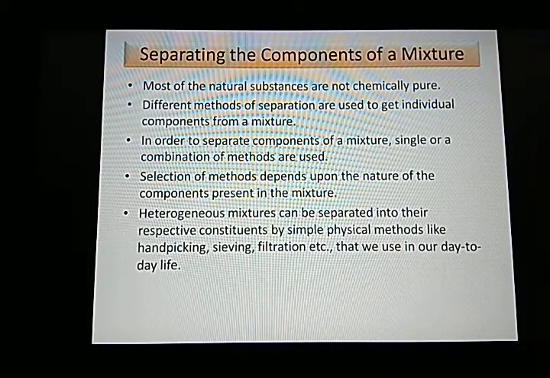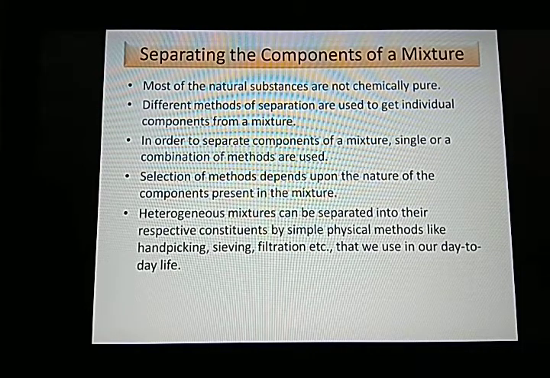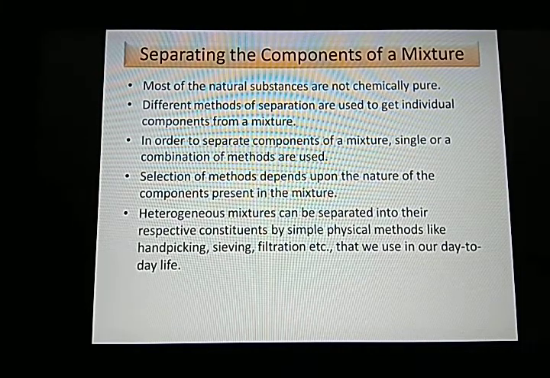Now heterogeneous mixtures can be easily separated by some physical methods like handpicking, sieving, filtration, etc. that we use in our day-to-day life. But are only these methods enough for us? No. There are some other mixtures which cannot be separated out through these physical methods. We need some other methods or techniques to separate out their constituent particles.